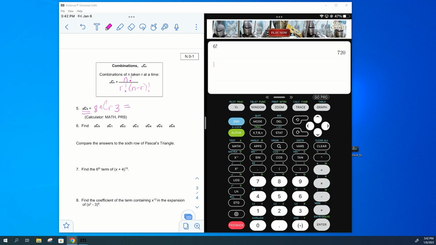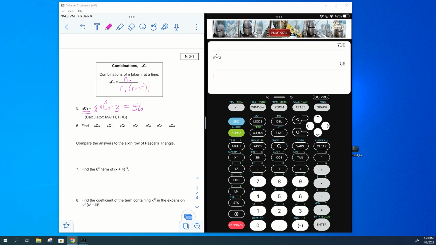If you have a newer calculator, I'm going to do the math, get the nCr, prob, and I can type it in where it looks exactly like the page. So it kind of depends on the kind of calculator you have. Again, with our 84s on test days, you're going to have to type it in like that, and it gives you 56.